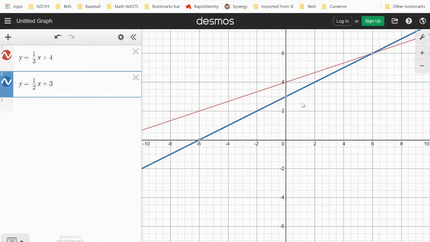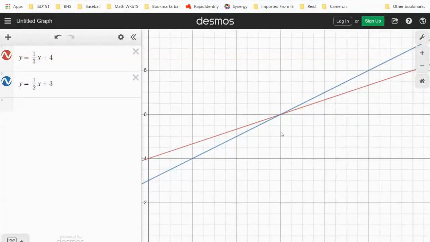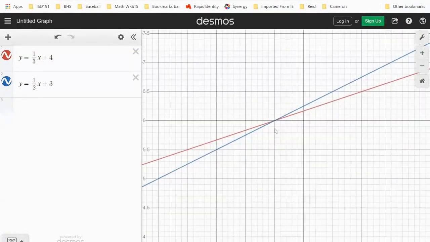I can see my two lines and I'm looking for the one point they have in common. That's where my solutions are. So I zoom in to where those two lines meet. And if I click that point, it stays where I can see it. Its x is 6 and y is 6. It's the ordered pair (6, 6).